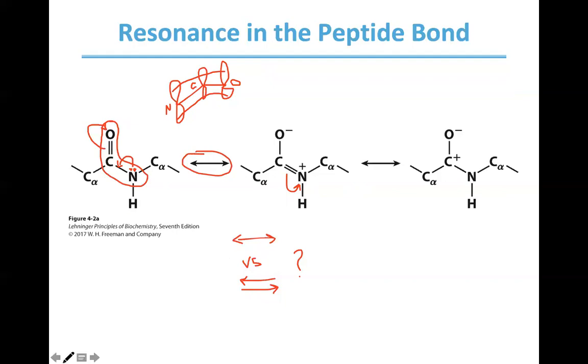Let me get rid of this arrow and put my pen back. If I want to rotate about this carbon-nitrogen bond, because now there's a double bond, no way. There is no rotation. Why? Because the p orbitals will stop it from rotating. No rotation, because of resonance.